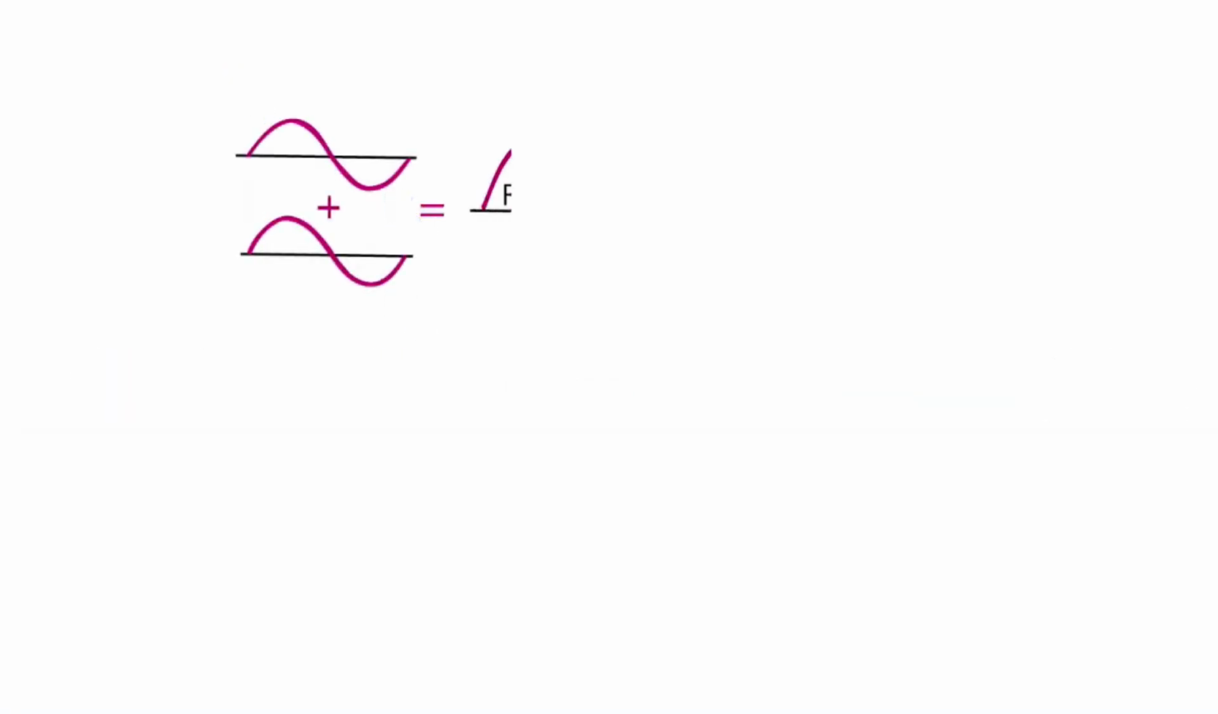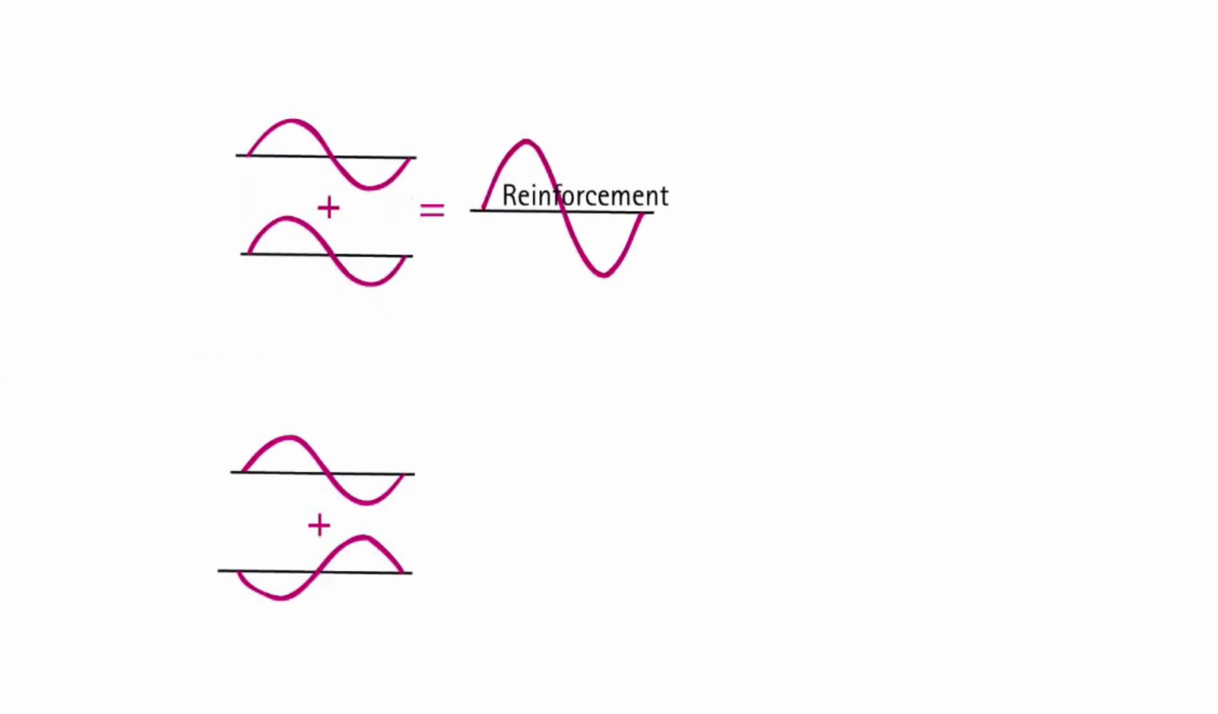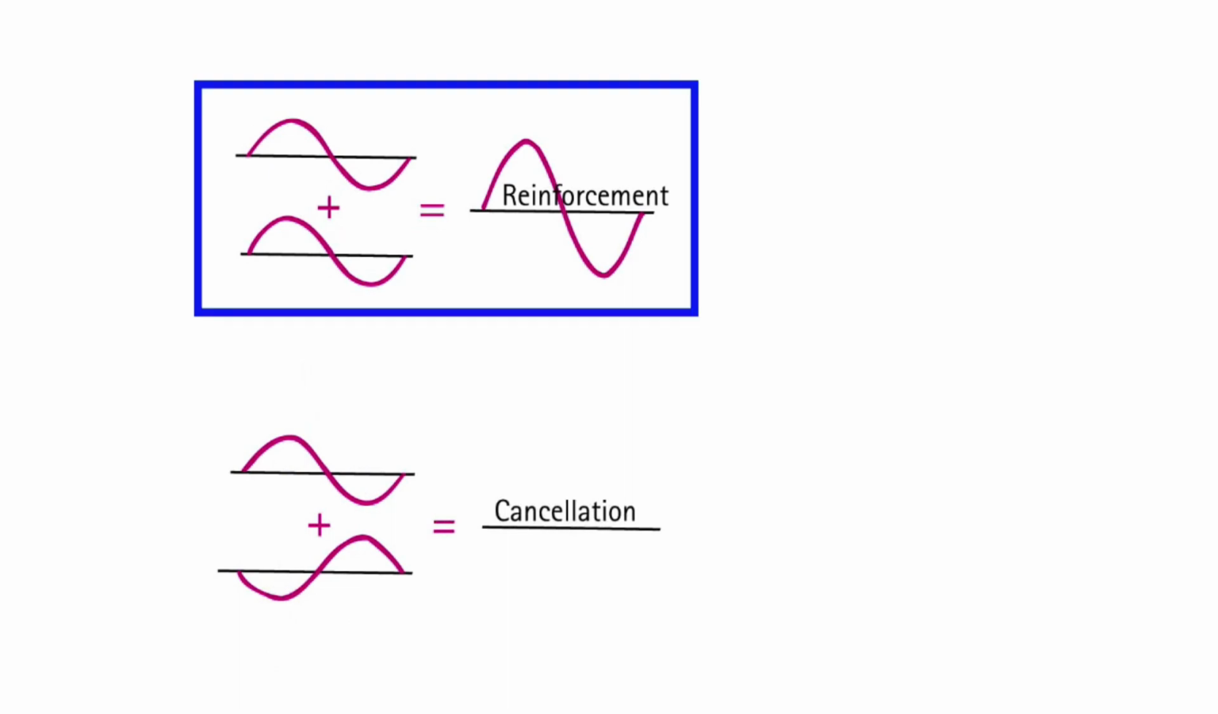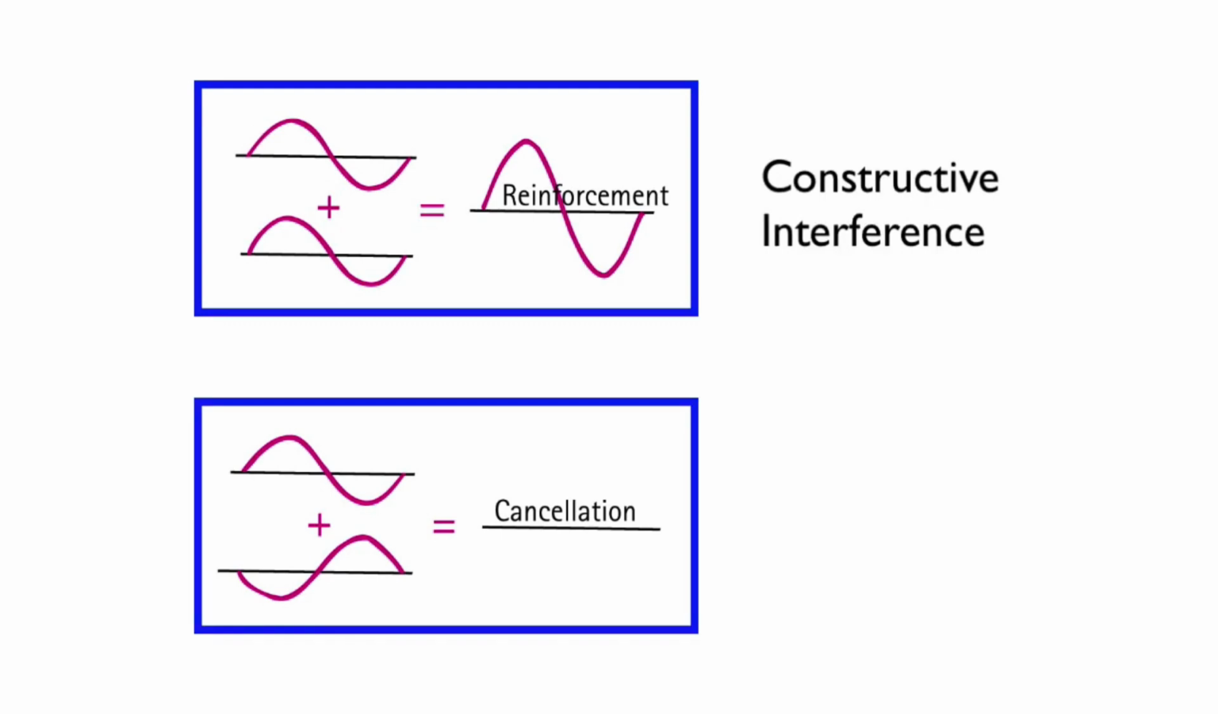Waves can overlap. When that happens, the highs and the lows can build upon each other, or they can align in such a way that they balance each other out. When they build upon each other, this is called constructive interference. When they balance each other out, this is called destructive interference.